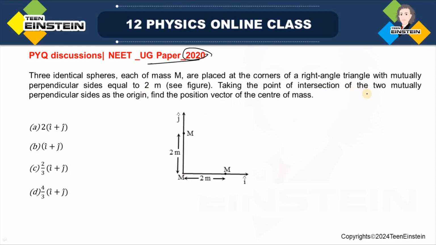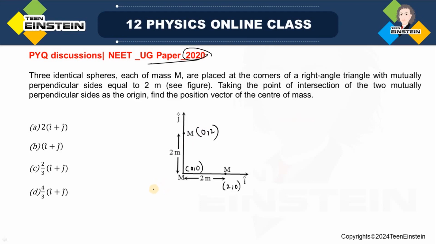Taking the point of intersection of the two mutually perpendicular sides as the origin, find the position vector of the center of mass. So I have got three identical spheres situated at these three positions as you see here, and we can take this intersection of these two perpendicular axes as the origin. So the coordinate of this is 0, 0. This has got coordinate 2, 0 and this has got coordinate 0, 2.